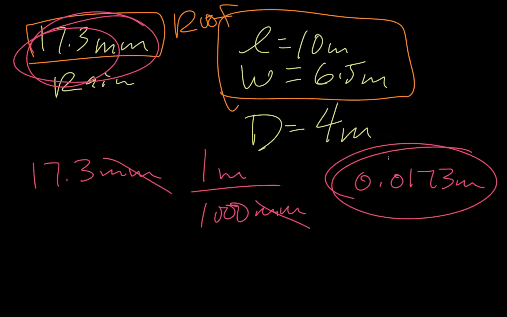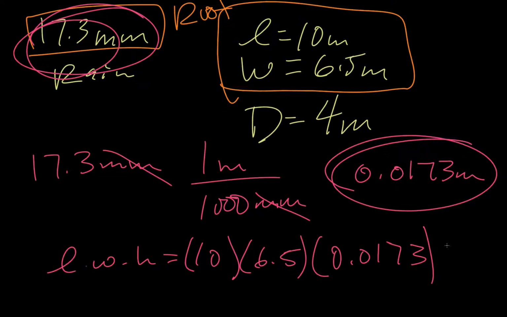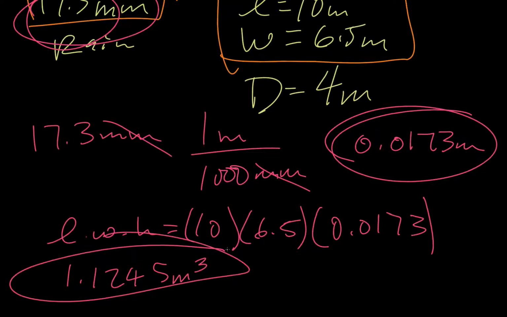Okay. And now when we're talking about the volume that's on the roof, we just have to do length times width times height, which is essentially the rain, the height of the rain. So we're going to go length, width, height, or 10, 6.5, 0.0173. Multiply all those together, and we know on the roof it's 1.1245 meters cubed. Okay, so that's a piece that we need, and that's the roof, so I'm just going to write roof.